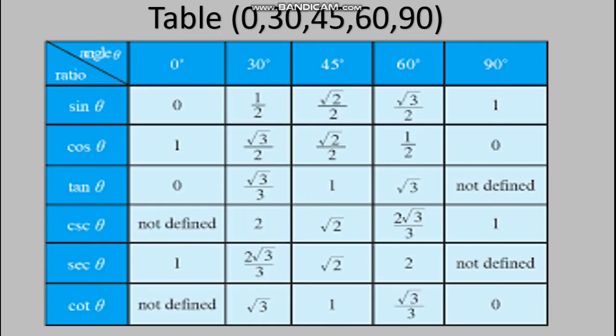So children, this is the table representing all the 5 angles and 6 ratios. This table you have to understand very well. Okay.